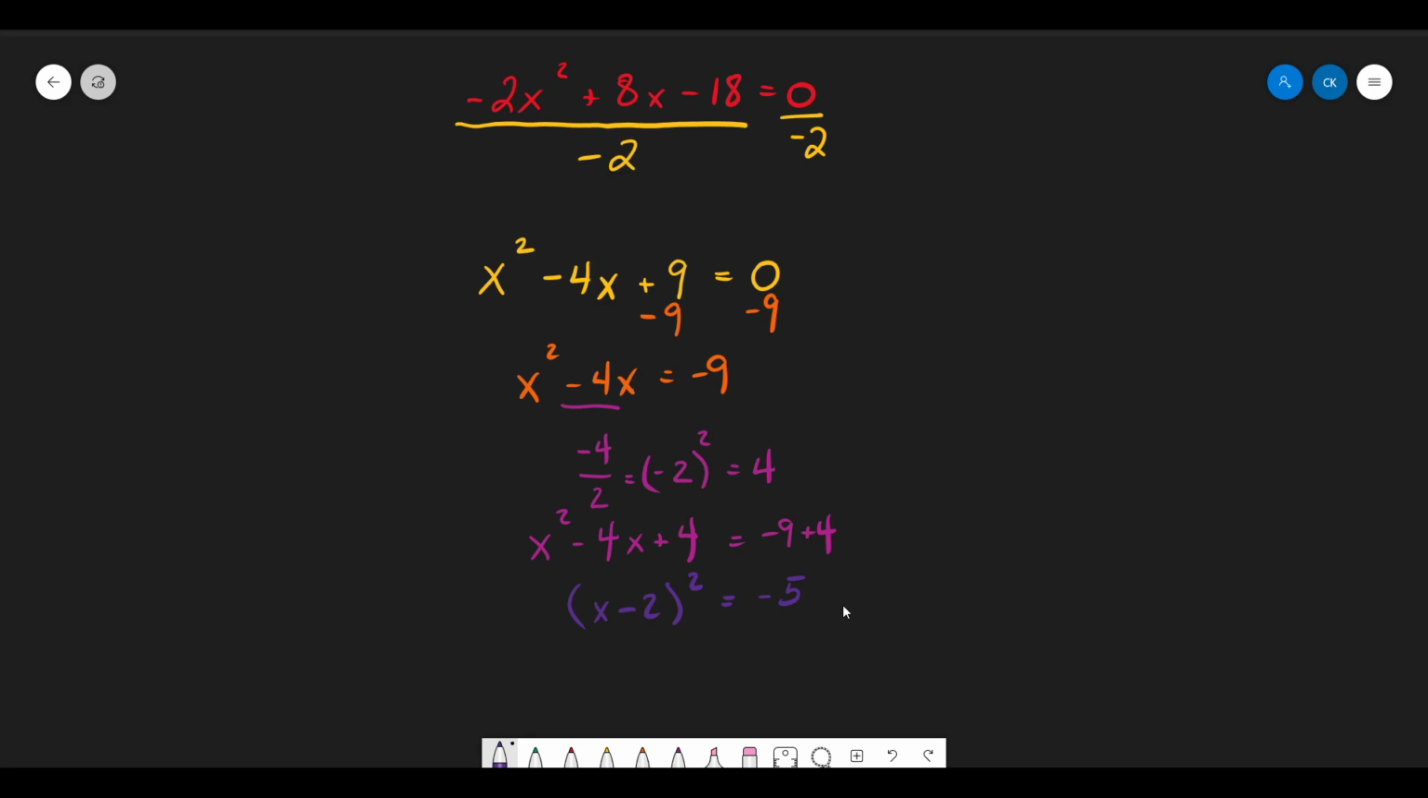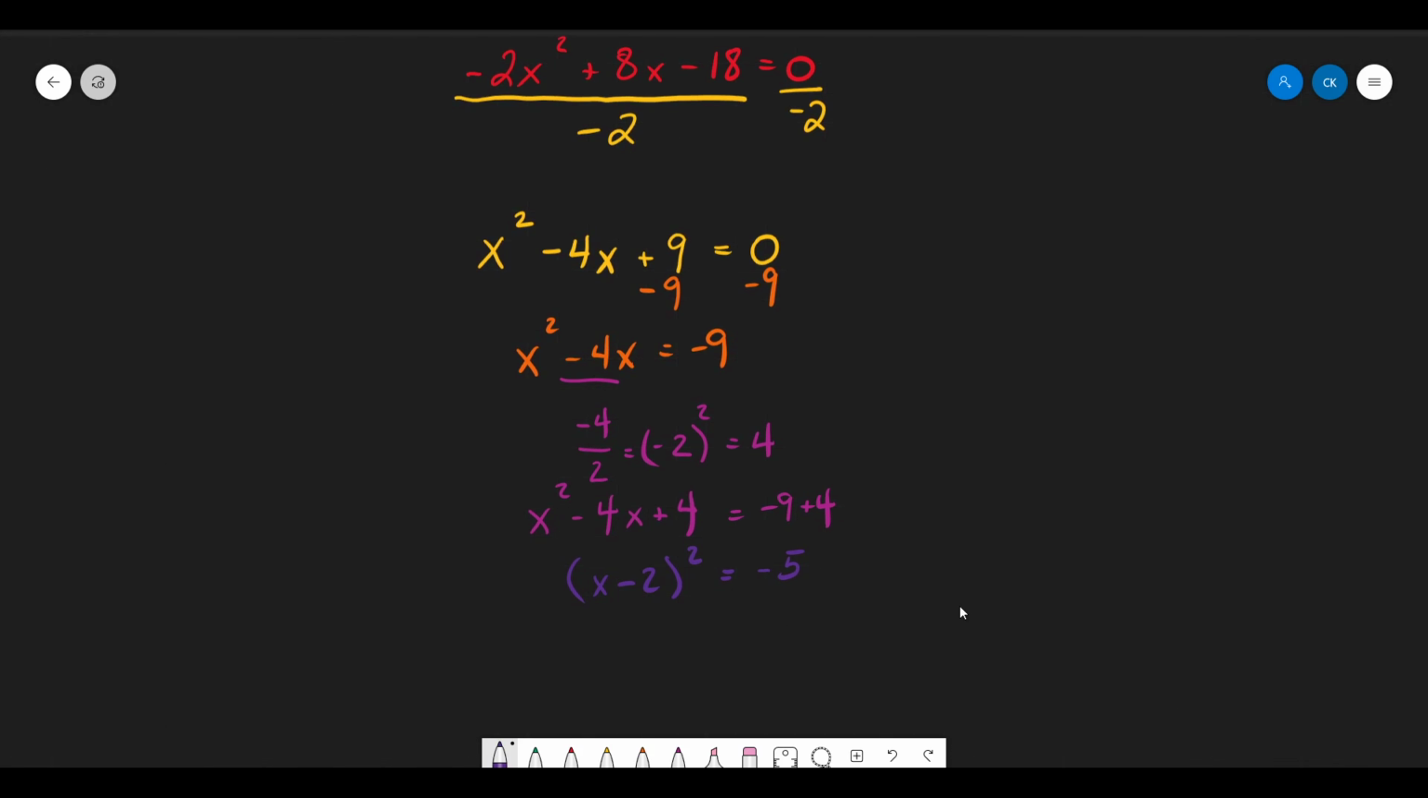So now here, what I would do is I would square root both sides, right? I want to square root both sides. But now we run into a problem. I can't take the square root of negative 5. That is impossible. Remember, you can never take the square root of a negative number. So does that mean I did something wrong? No, not at all. All that means is that this has no solutions.